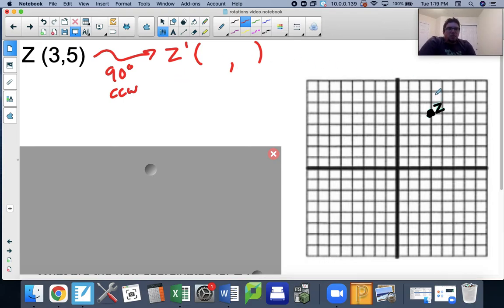So 90 degrees counterclockwise. The 90 means one quadrant over. So we're either going to be in quadrant 2 or quadrant 4. But counterclockwise means we're going to go this way. So Z is going to be in quadrant 2. In quadrant 2, all x's are negative, so we've got a negative and a positive.